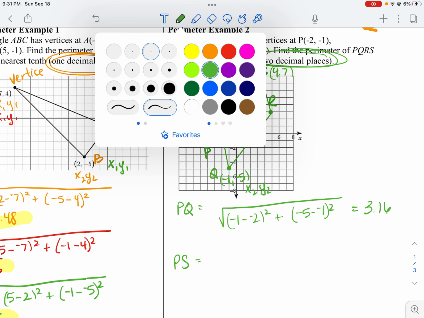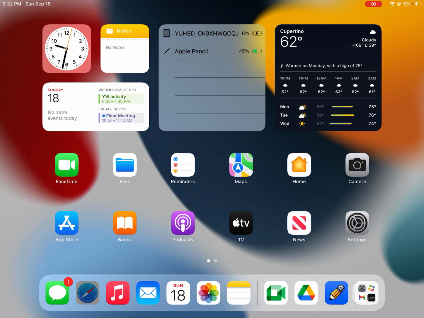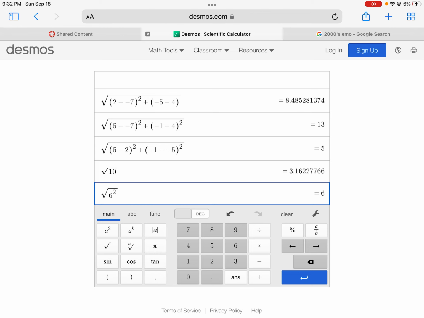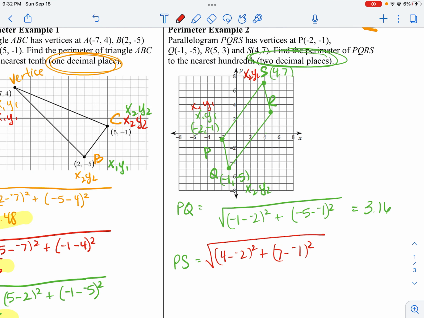Now we're going to find PS. We're going to change colors. So I'm going to leave this X1, Y1. I'm going to make this X2, Y2. So that I have 4 minus a -2 squared plus 7 minus -1 squared. That's 6 squared plus 8 squared. The square root of 6 squared plus 8 squared is 10. So this is 10.